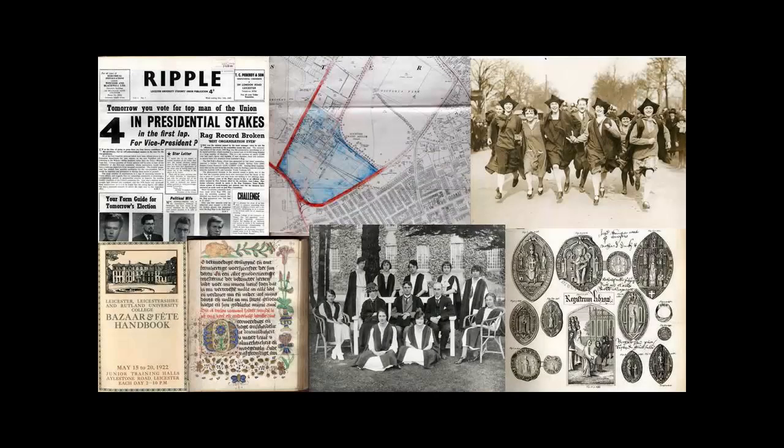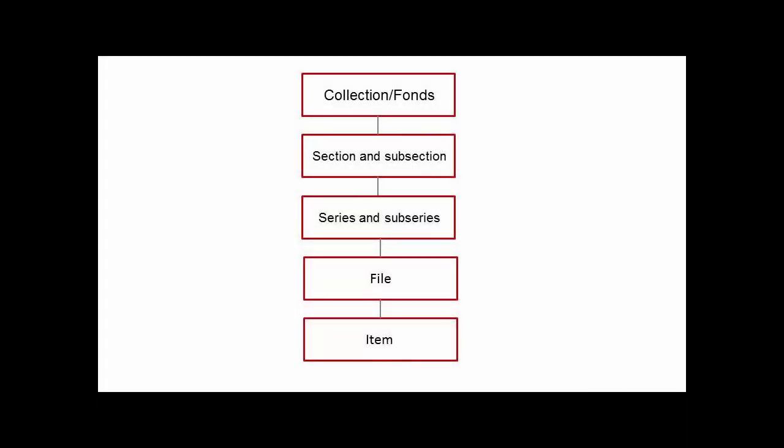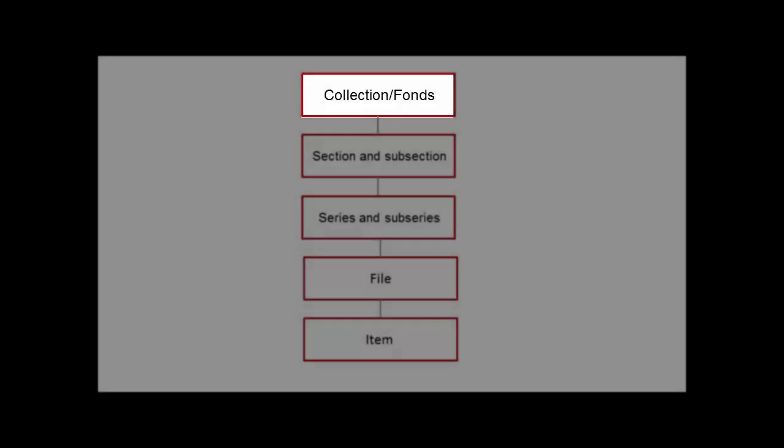Archives are the records that are created as a byproduct of the activities of an individual or organisation in the course of its business. The catalogue reflects this by showing the relationships between records and the context in which they were originally created. The catalogue starts with a headline description of the creating body or person and the scope of the records. This is called the collection or fonds level.